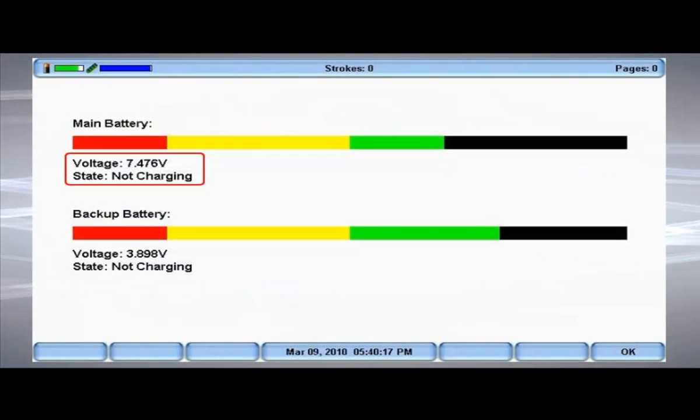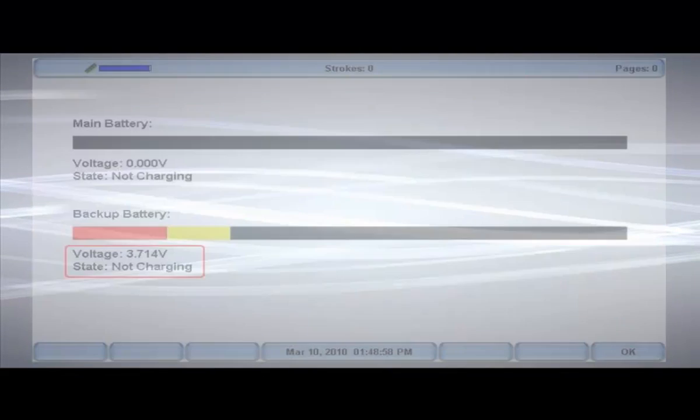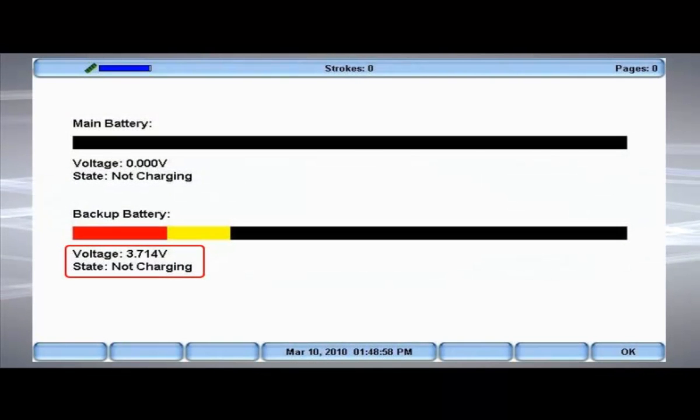A voltage of 7.4 or higher for the main battery indicates normal operating voltage. A voltage of 7.0 or below indicates the battery is low and has approximately 1 hour of operating time remaining. The normal operating voltage for the backup battery is 3.9 or above. A voltage of 3.8 or below indicates the battery needs to be charged.